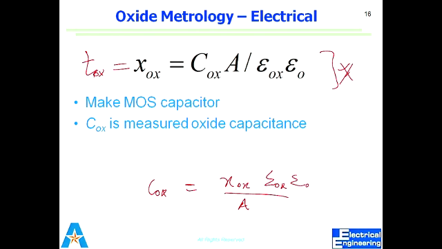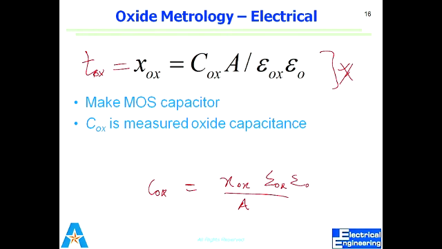If you know the thickness of the oxide and the area of your capacitor, and these two values are constant, then you can calculate the C oxide. So this is how you will analyze. This is a measured value and this is the calculated value.